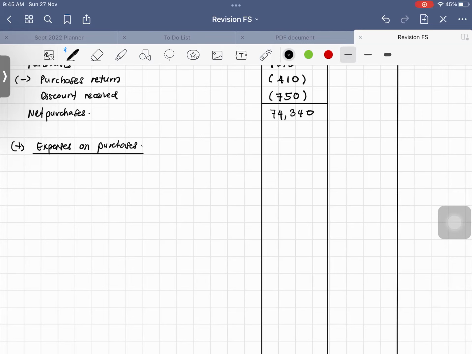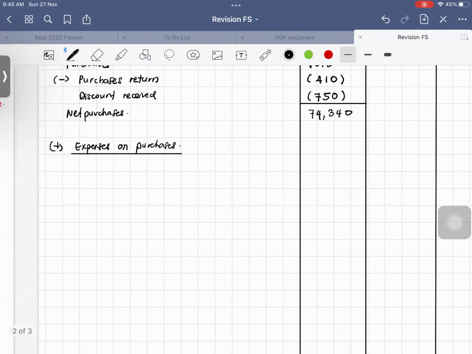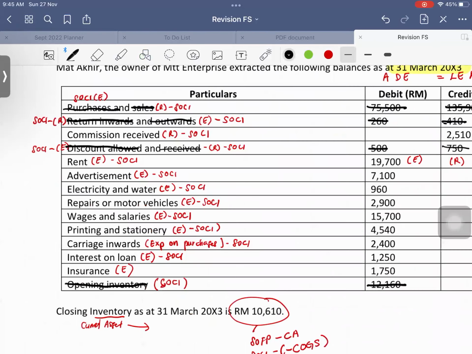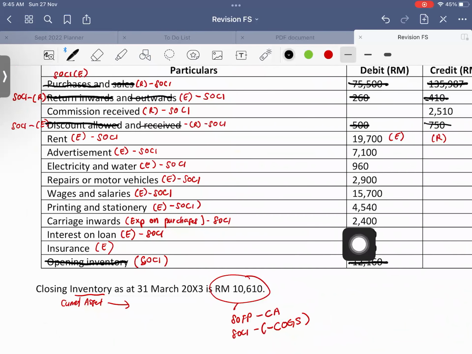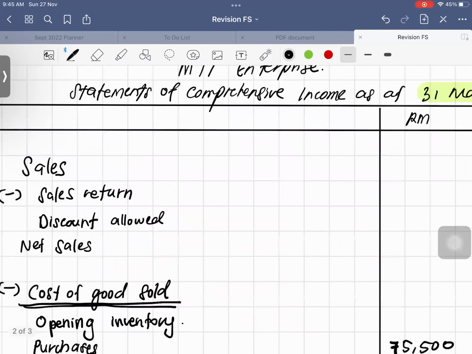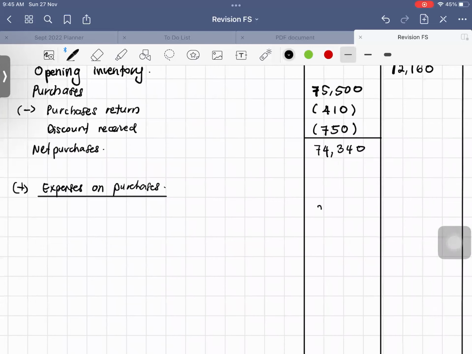Okay, so according to this question, we only have one expense on purchases, right? Which we already identified earlier. So we only have carriage inward. How much? 2,400. So you need to transfer this 2,400 in your SOCI. So my style, I will cross this over. 2,400, put it here. 2,400. And that's the carriage inward.